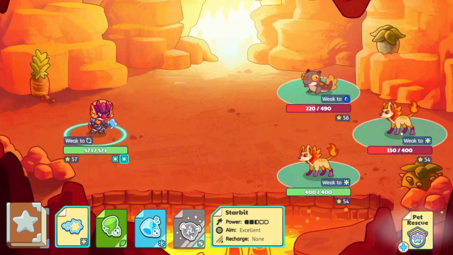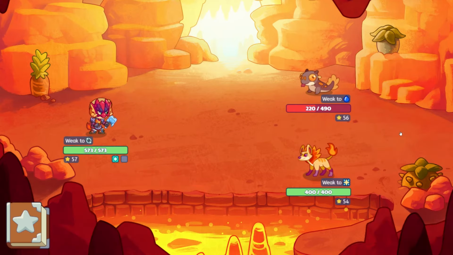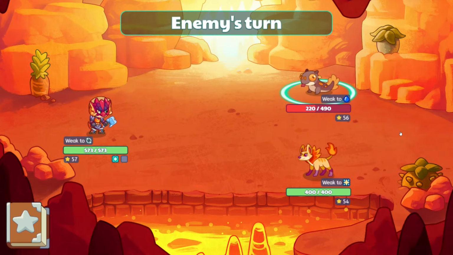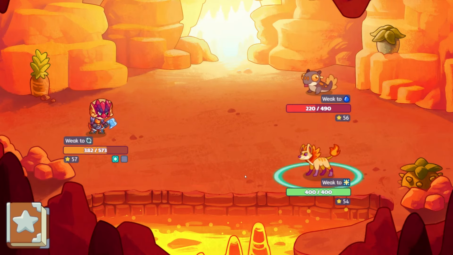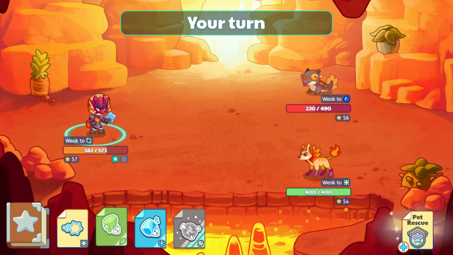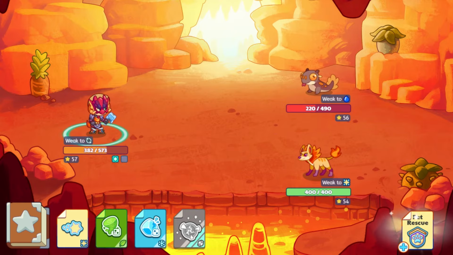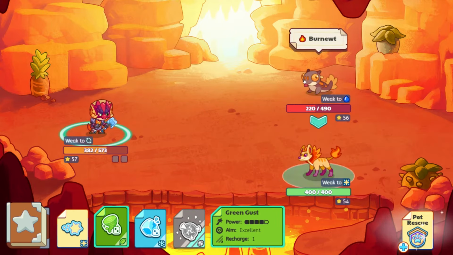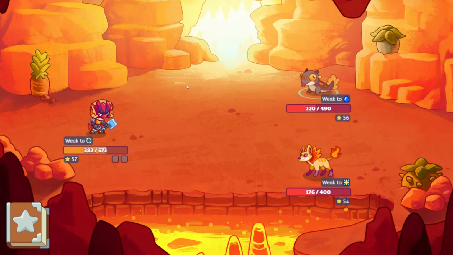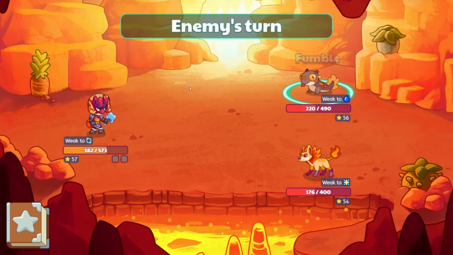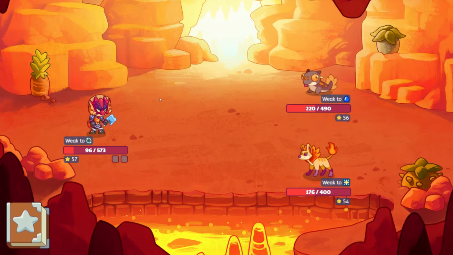It looks like we are going to lose this battle, though, probably. And we got a fumble there, which is good. We still have one more round to survive before the AoE. If Green Gust hits, it might finish off our burn nuke, but it's not going that way. So let's see what happens here. Got a fumble, so I think we're good. All right, pretty big hit there.